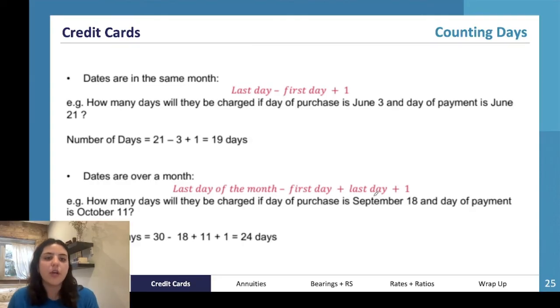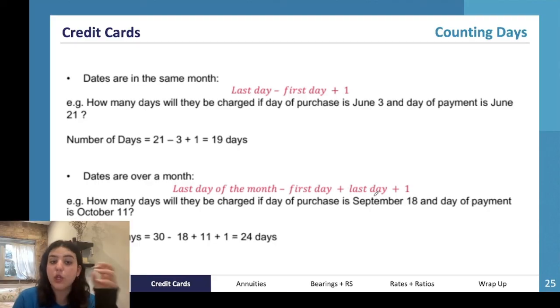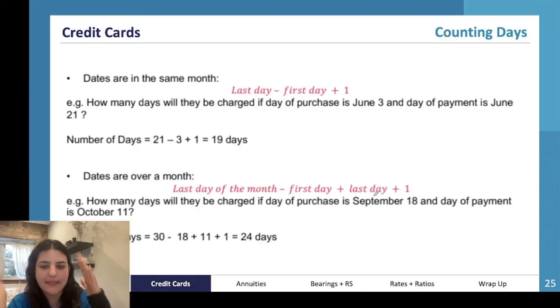Okay, so dates in the same month. All you need to do is take the last day minus the first day and add 1 to that. So if it's the 21st of June and the first day was the 3rd of June, then you just do the 21 minus 3 and add 1. So you include the date of purchase and then you get 19 days. If the dates are over a month, you do how many days? So let's say September 18th, the date of payment's October 11, you do 30, which is the number of days in September, minus 18, plus the number of days in October, plus 1.